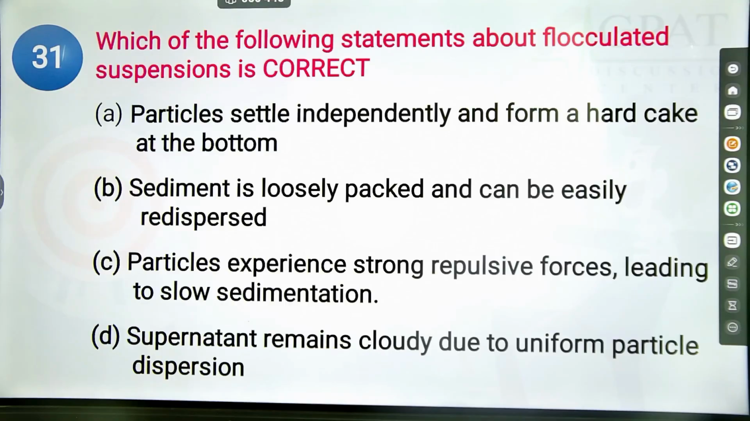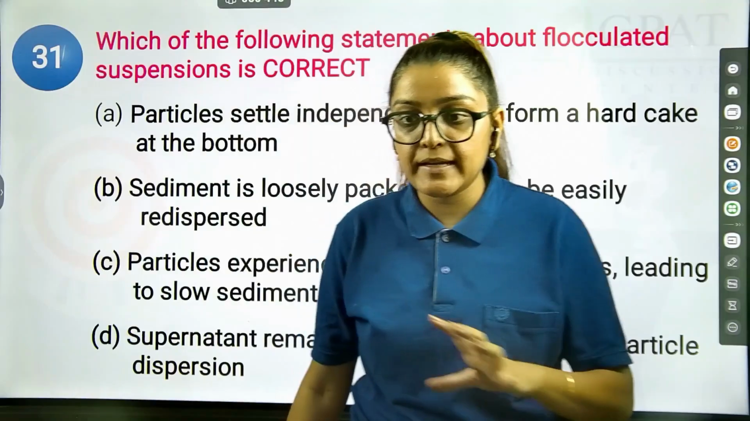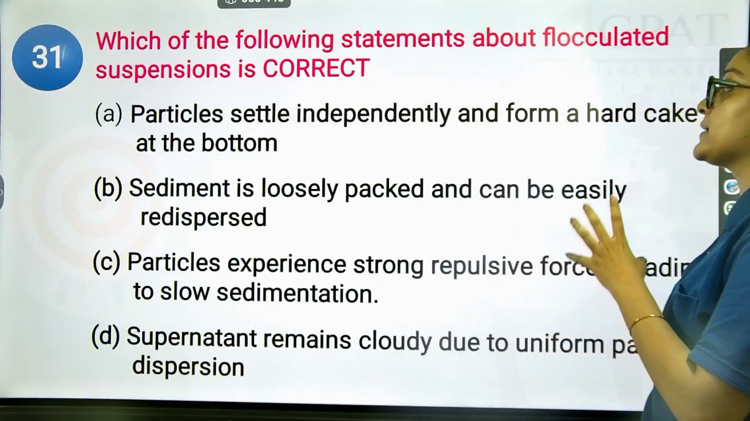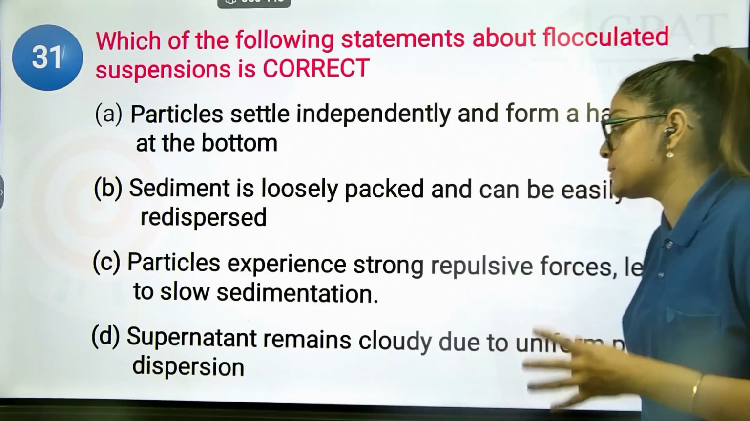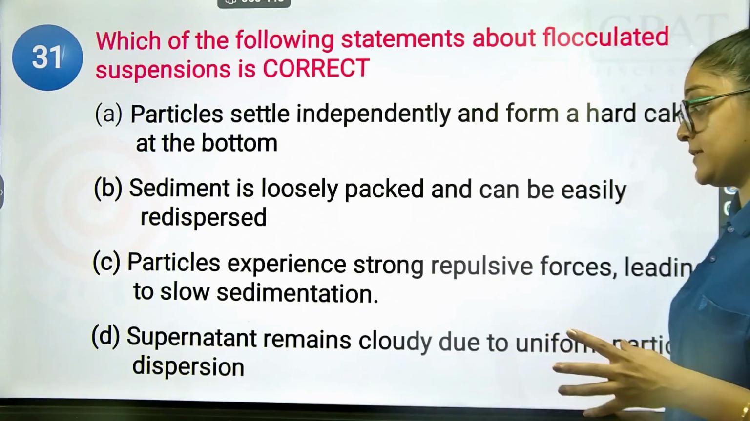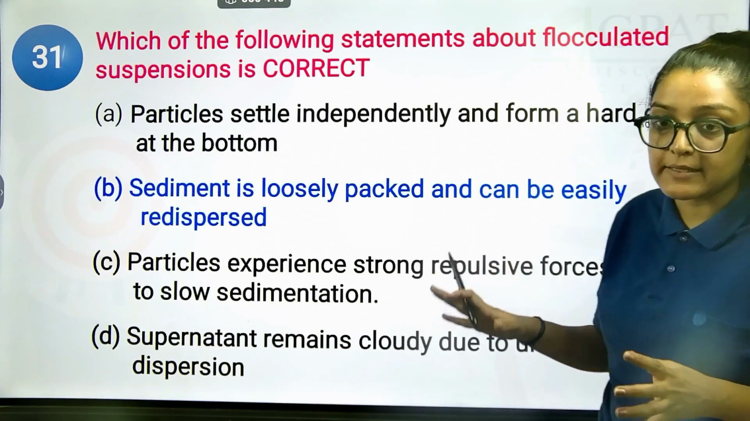So particles settle independently and form a hard cake. When we are talking about the flocculated one, there should not be any consideration of the hard cake formation. Sediment is loosely packed and can be redispersed. Then particles experience strong repulsive forces leading to slow sedimentation. Then supernatant remains cloudy due to uniform particle dispersion.